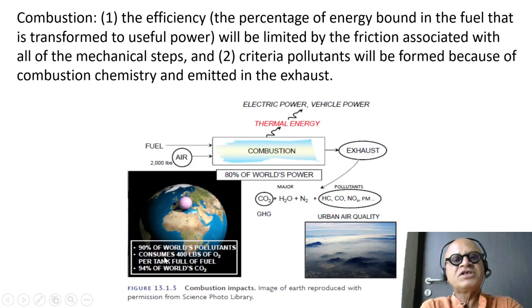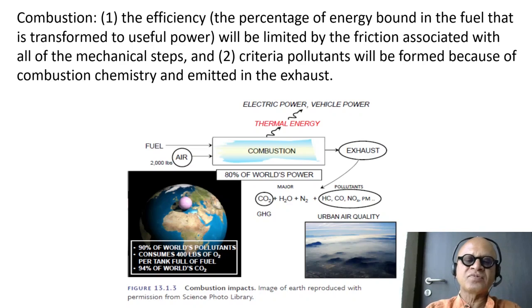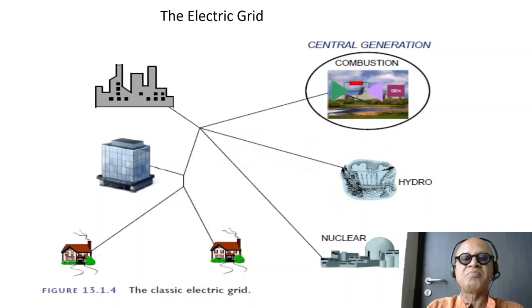We don't always pay attention to this, but when you burn a tank of fossil fuel in a car, you use up to 400 pounds of oxygen. So you are reducing oxygen, even though the oxygen concentration in the atmosphere is almost 21%, so we don't have much to worry about yet. 94% of the world's CO2 is produced by combustion.